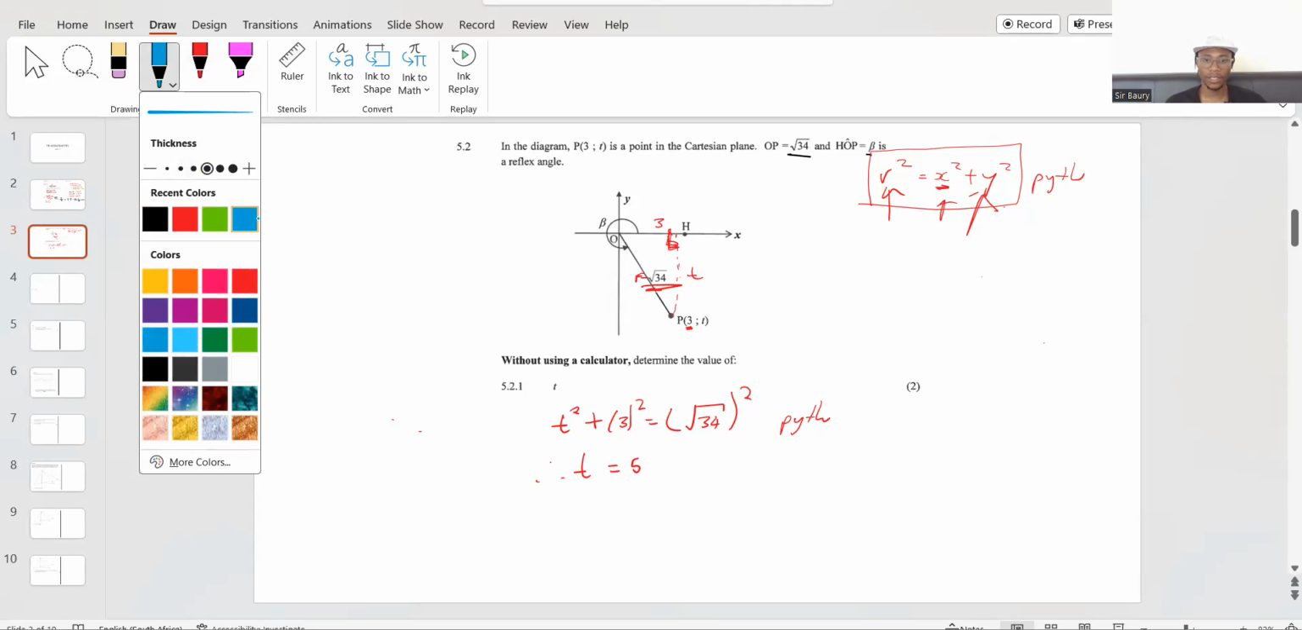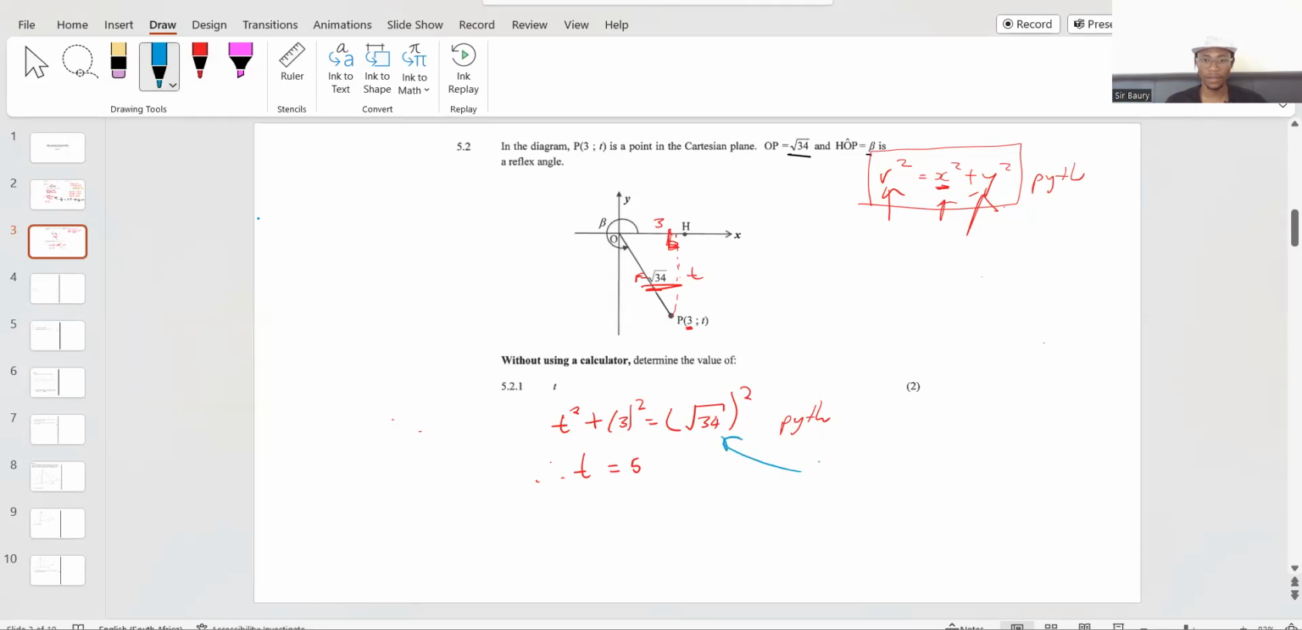If you're still confused, I'll break it down for you quickly. You have t squared plus 9 being equal to 34, right? So this 2 cancels this root. So you have t squared being equal to 34 minus 9, which gives you 25. So t squared is 25, square root, plus or minus, right? So t is going to be equal to negative or positive 5.